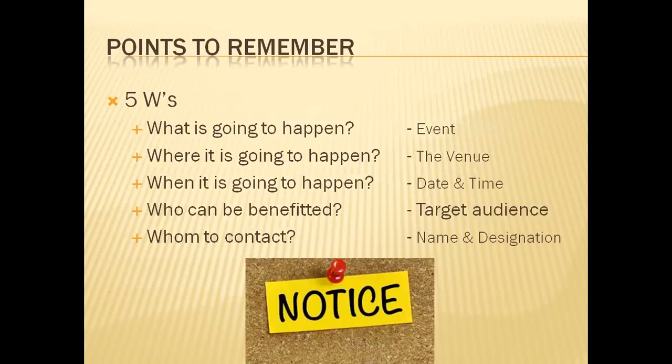Before writing the notice, we must keep a few points in our mind. We can remember it in short in the form of 5 W's. What are these 5 W's? First one is what is going to happen, the description of the event. Where it is going to happen, the venue or the place where it is going to take place. When it is going to happen, the date and time. Who can be benefited from this notice, the target audience who is going to read the notice.